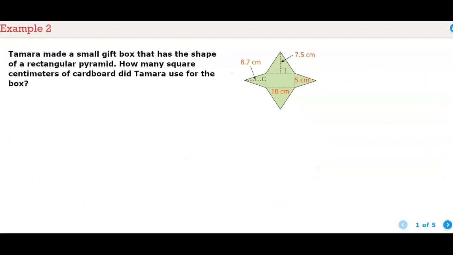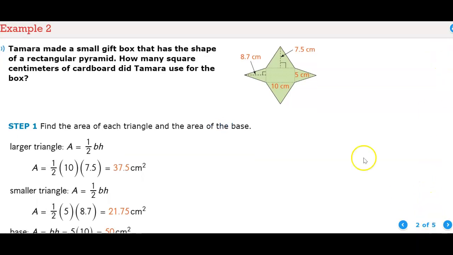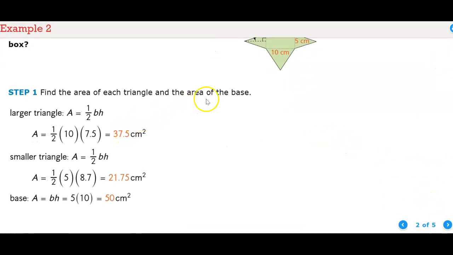Tamara made a small gift box that has the shape of a rectangular pyramid. How many square centimeters of cardboard did Tamara use for the box? Step 1, find the area of each triangle and the area of the base.